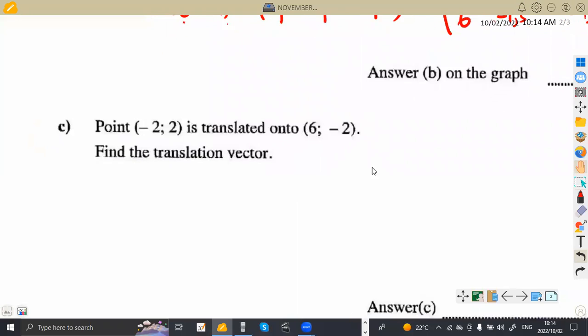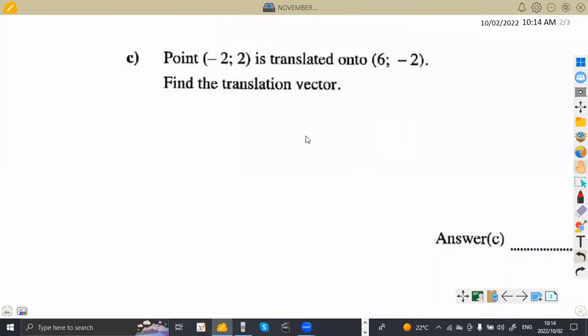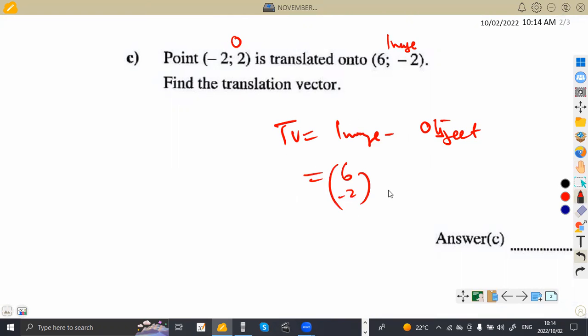Point C, point -2 is translated onto 6, -2. Find the translation vector. This one is just a direct question. This one is translated onto, so this is your image and this is the object. Remember that the translation vector is image minus object. So that's 6, -2 minus the object, which is -2, 2. If you subtract 6 minus minus 2, that's 8. -2 minus 2 is -4. So we have got our translation vector.